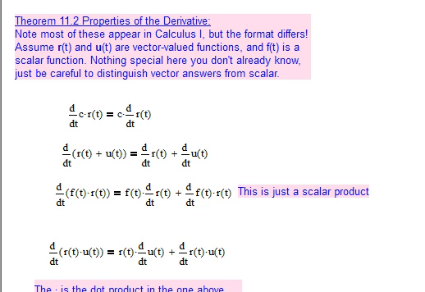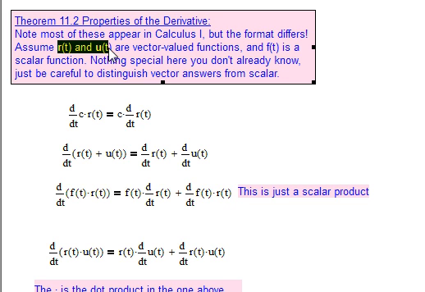We're about to look at properties of the derivative of a vector valued function. I guess you must remember these properties from Calculus 1. Note, most of them were in Calculus 1, but the format is a little different. So if we assume R and U are vector valued functions, and f of t is a scalar function, there's nothing special here you don't already know. Just be careful to distinguish vector answers from scalar answers.